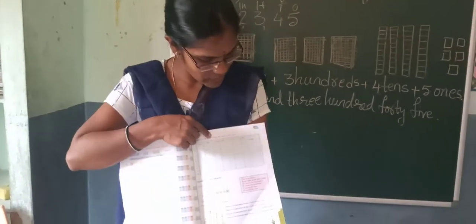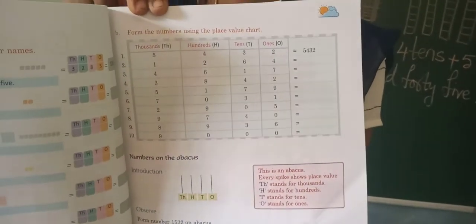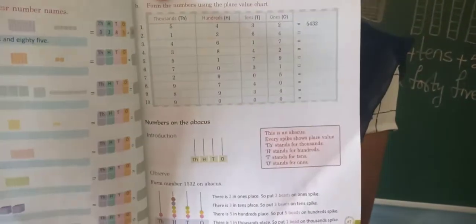And now come to page number 67. See here he has given the place values. He has given the numbers in the place value chart. You have to write the numbers in the box. Okay. See here what he has given for you. Okay, I will explain this topic again.